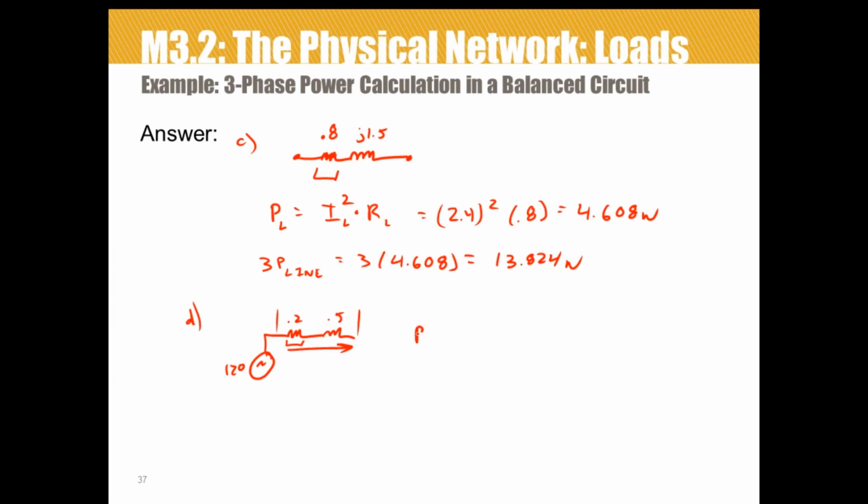So P loss in the generator is just, again, that line current squared times R gen. So that's that same 2.4 amps squared. This time it's times 0.2. So we lose 1.152 watts in each phase of the generator. Sum them all up and you get 3.456 watts of total power loss in the 3-phase generator.